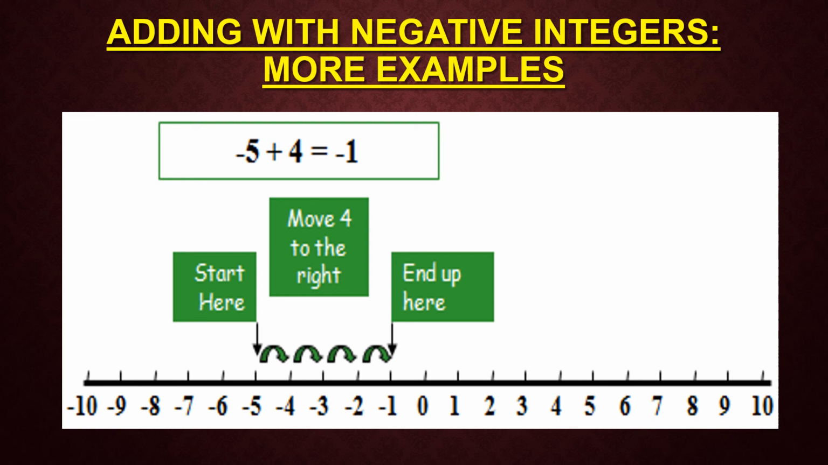So here we will start with minus 5 on the number line. And we will take 4 jumps towards right because we are adding a positive integer. So we will take 4 jumps towards right and we will reach at minus 1. Therefore, minus 5 plus 4 is equal to minus 1.